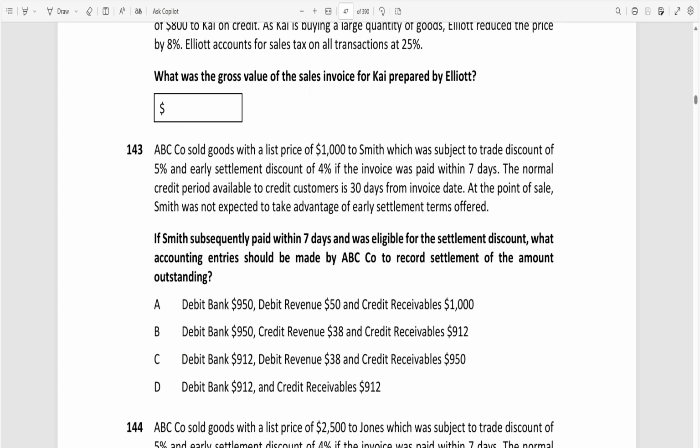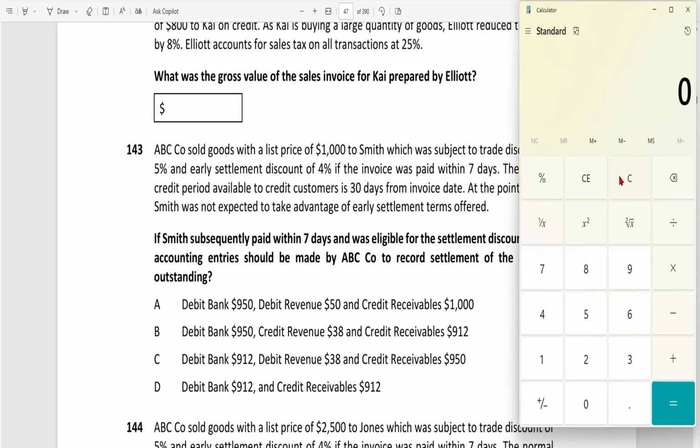Okay, so here, let's open the calculator. 1000 was the price of the goods and it was subject to a discount of 5%. So you can simply multiply 1000 by 0.05 and subtract it from 1000. It will give 950. Or you can take 1000 and multiply it by 0.95. Why? Because 5% is the discount given, so only 95% is remaining, so it will give the same amount, 950.